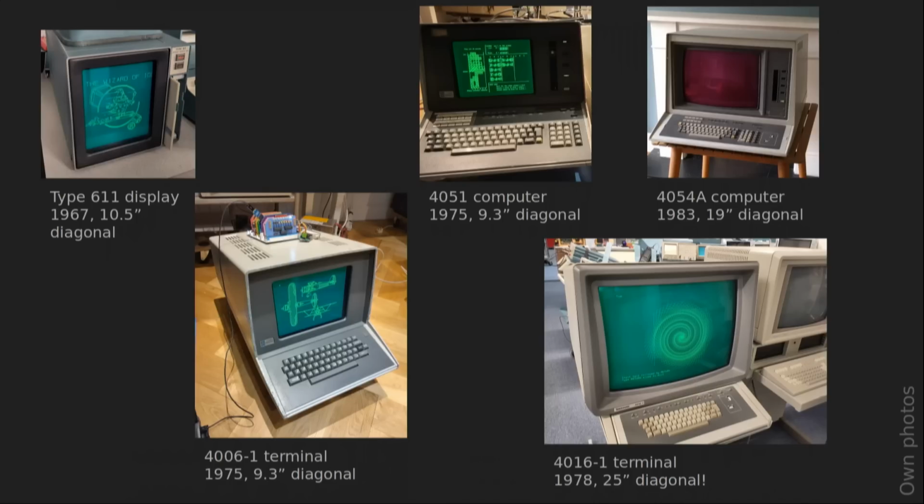For this reason, between about 1975 and 1983, computers and terminals with Tektronix display technology offered some of the highest resolution graphics around. On the screen, you can just see how, in the course of the development, they basically got bigger and bigger, starting with something with like 9 or 10-inch displays, going all the way up to this 25-inch diagonal behemoth on the bottom right. But take note of the 4054A in the top right corner with its 19-inch screen. I don't have one of those here. It weighs like 90 kilos, so it would be too hard to bring.